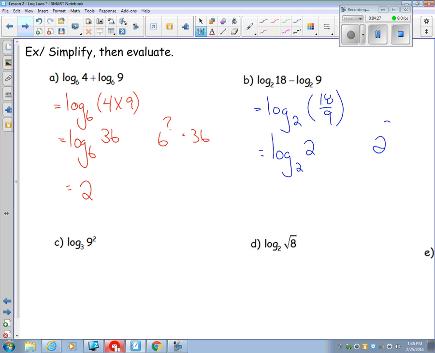Think to myself, 2 to the power of what makes 2? Well, 2 to the 1, obviously. So the answer to that question is just 1. And I couldn't do it at the beginning, but I can do it in the end because I can put them together. Okay, so those are sort of the first 2 rules.